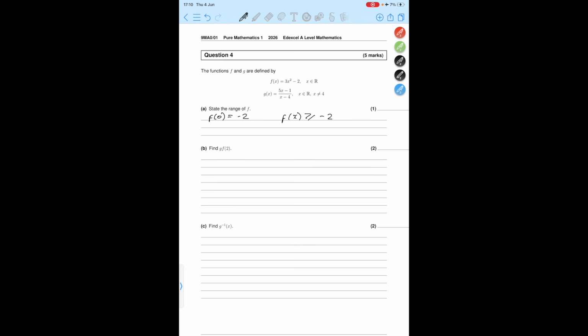Okay, so now we've got a compound function question. So we've got g of f of 2. So our first step is to not get confused by this.